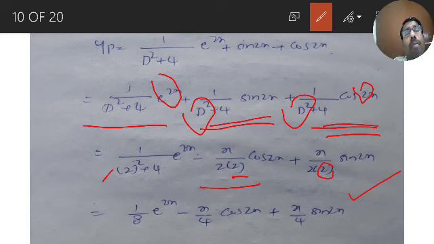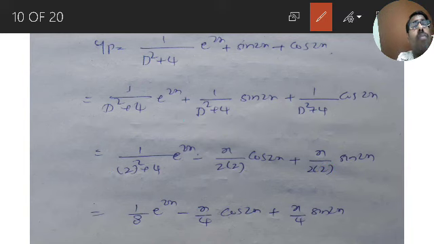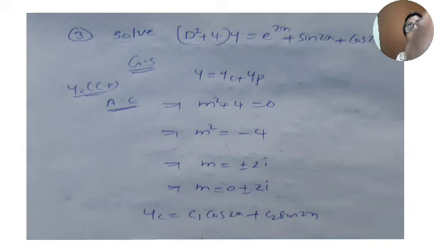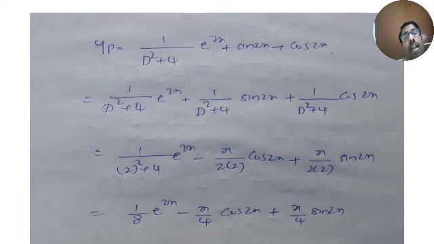Yp is 1 by 8 into e power of 2x minus x by 4 into cos 2x plus x by 4 into sin 2x. We got yp. Now we got both the terms, yp and also yc. What is yc? c1 cos 2x plus c2 sin 2x. And what is yp? 1 by 8 into e power of 2x minus x by 4 into cos 2x plus x by 4 into sin 2x. So we got yc and yp.